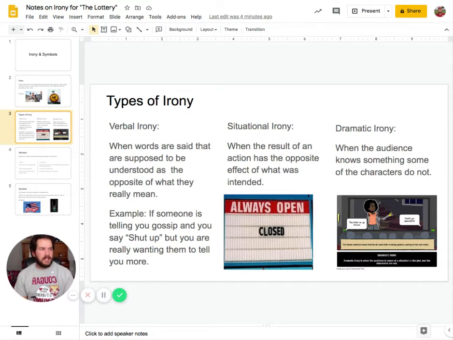And there's also like rain on someone's wedding day. It's not supposed to rain, but the opposite of what happens.